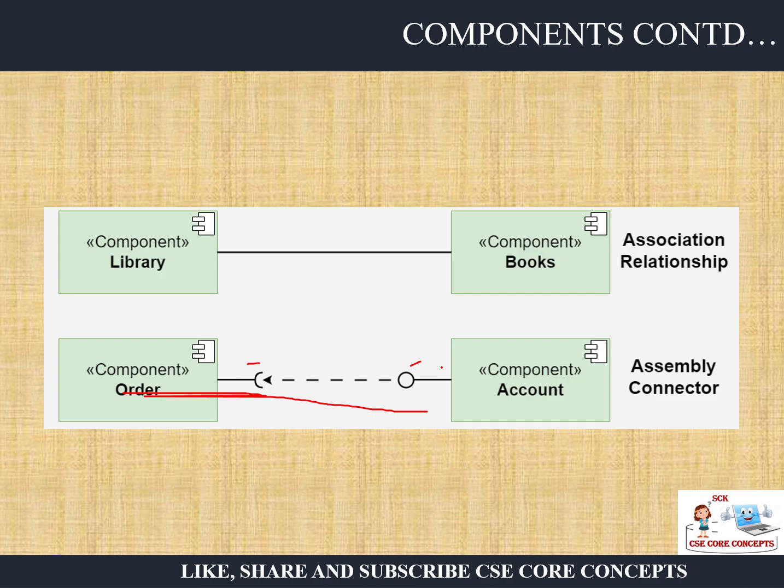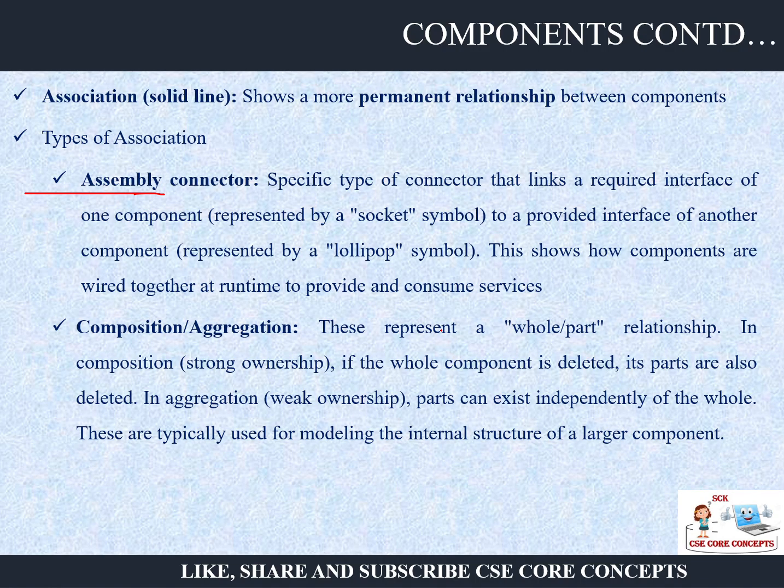So this is your required interface. You require an account to place an order. Okay, and order details are necessary to provide, account details are necessary. So this is your provided interface. Whenever you are placing an order, the details of the account are given. That is your required and provided interface. For placing the order, you require the account. So you can see a small lollipop type of symbol. This shows how components are wired together to provide or consume services.